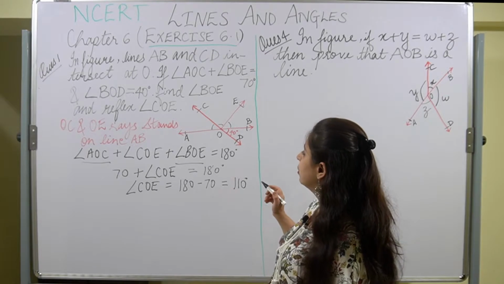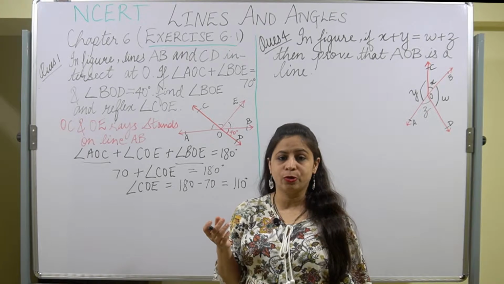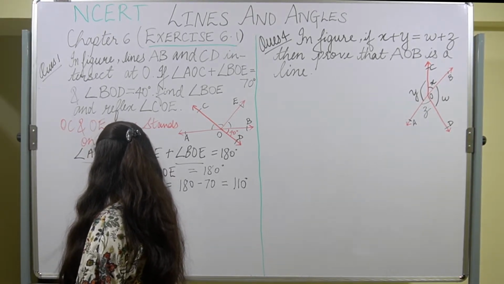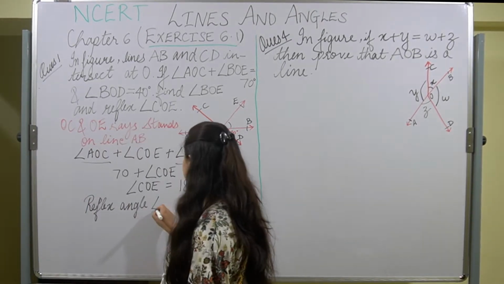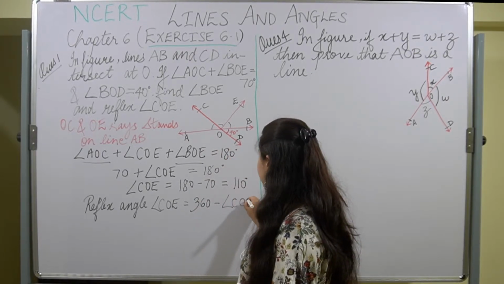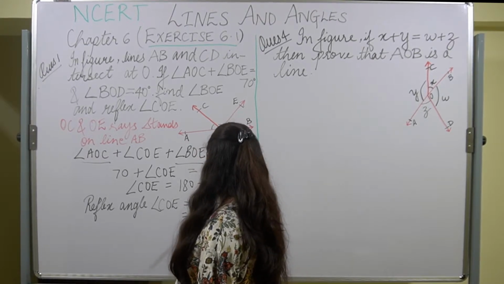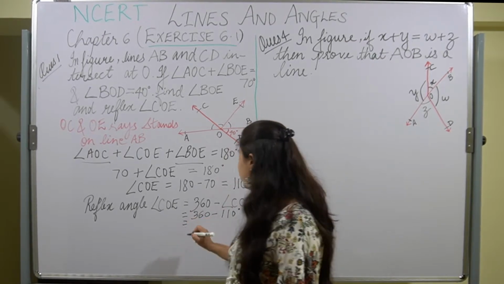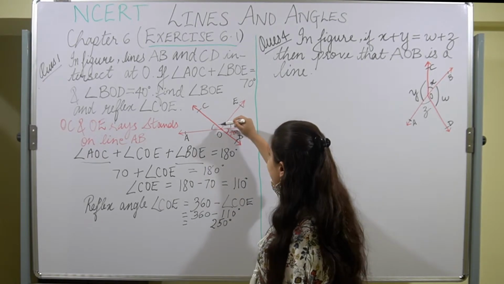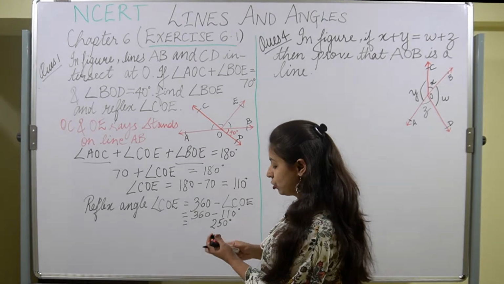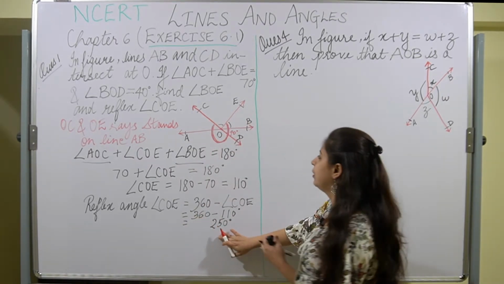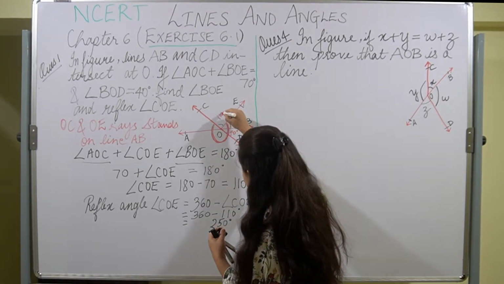The second angle we have to find out is reflex angle COE. The reflex angle is found when we subtract from 360. Reflex angle COE will be equal to 360 minus angle COE, which is 360 minus 110 degrees, equal to 250 degrees. Reflex means the greater part, so this part of the angle will be 250 degrees because angle COE has come out to be 110 degrees.